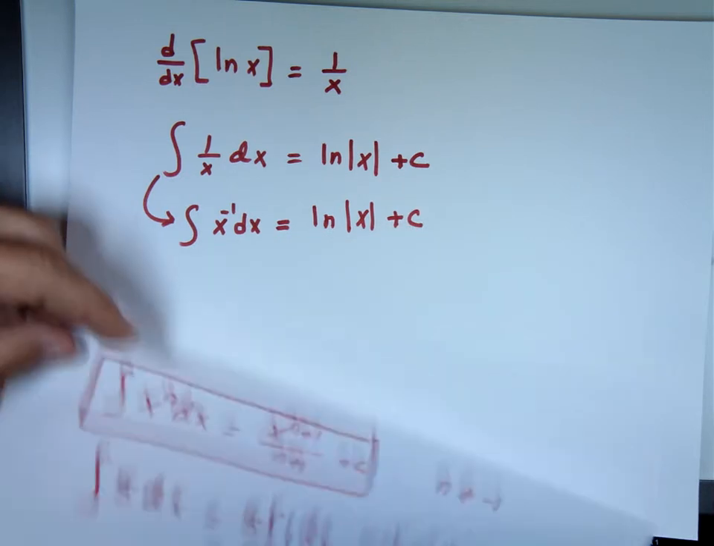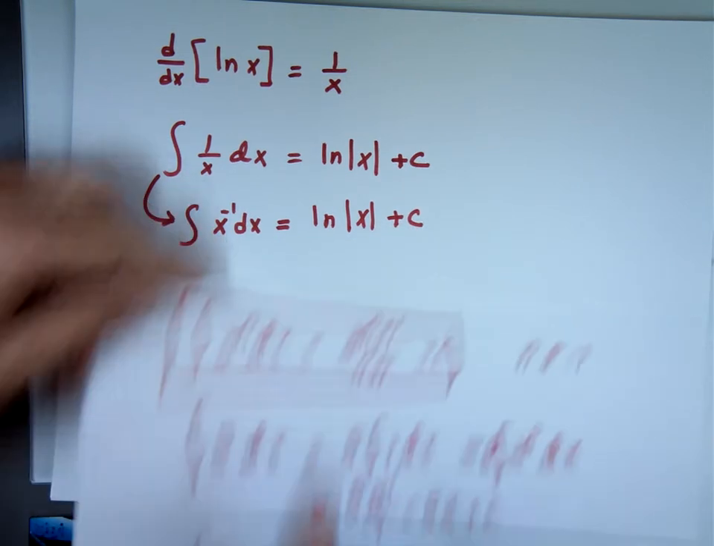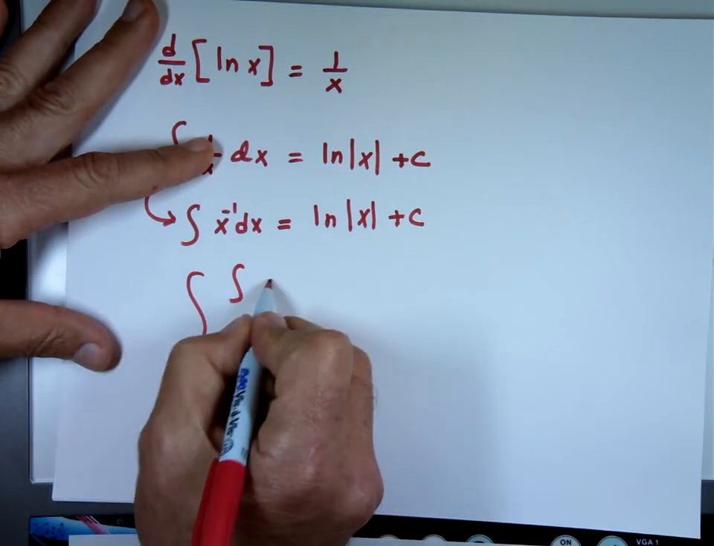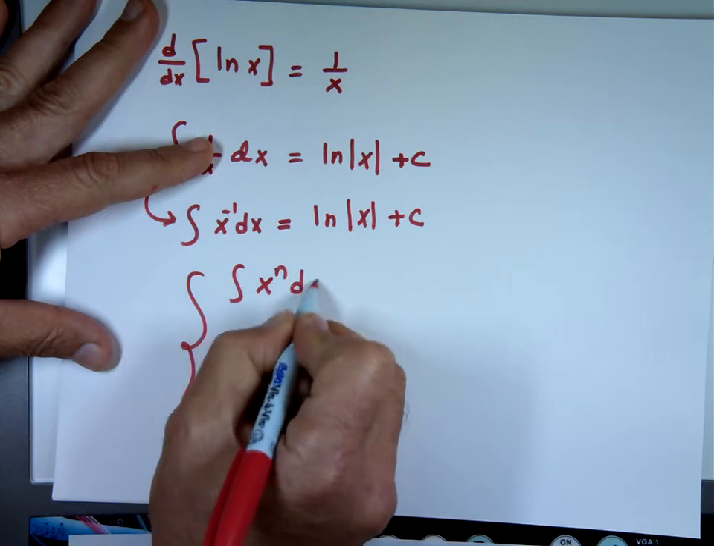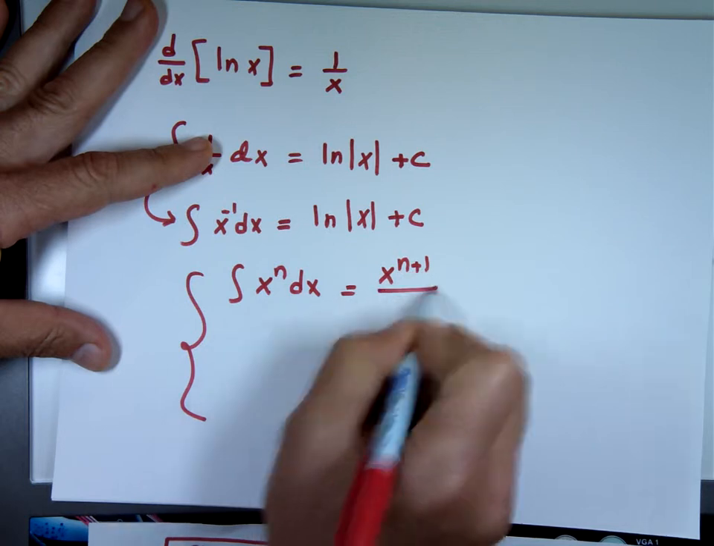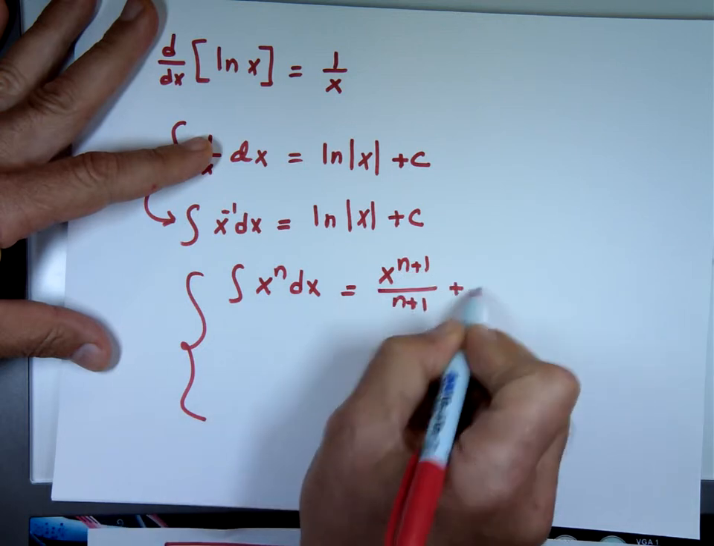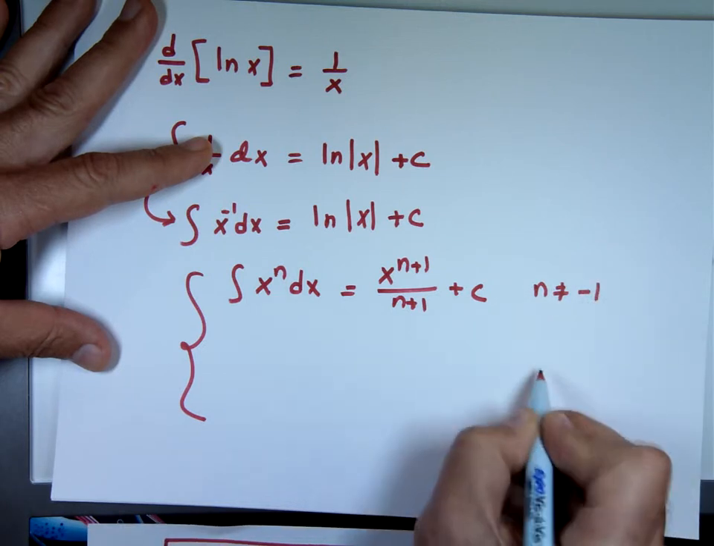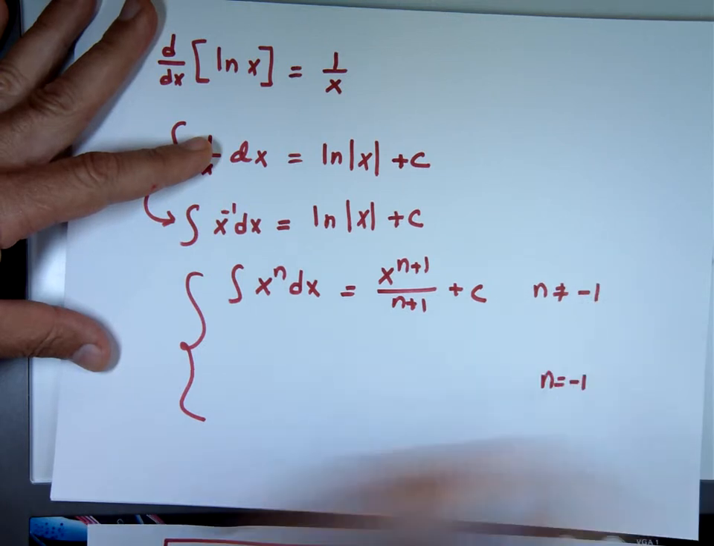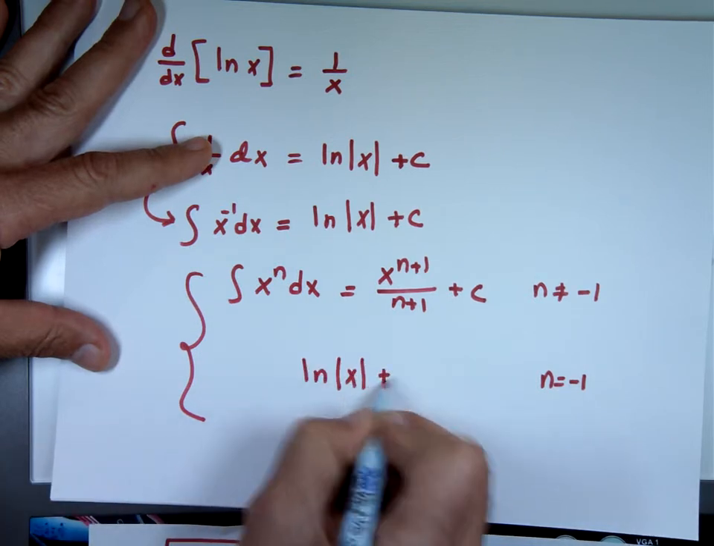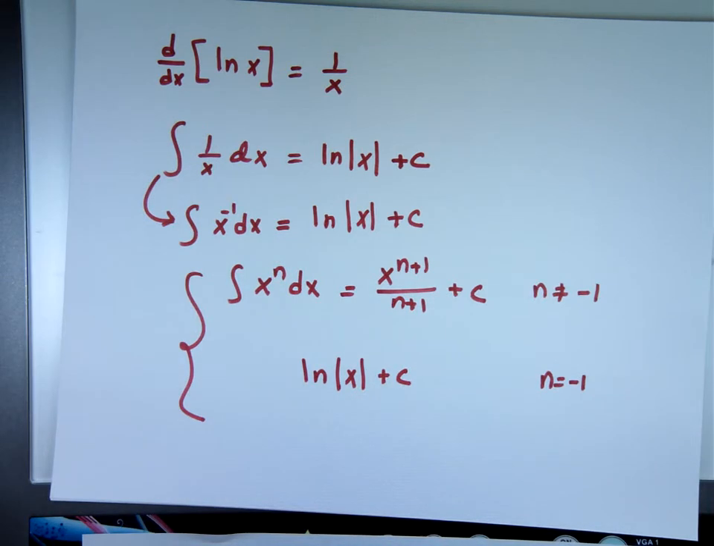So now if you want to modify this rule here, you can say, wait a minute, let's do it this way. It's 2 parts. If you want the integral of x to the n dx, it's always add 1 to the power, divide by the new power, plus c, and n cannot be minus 1. But what happens when n equals minus 1? It is the natural log of the absolute value of x. So that covers both of them.